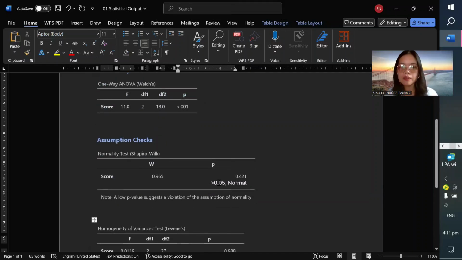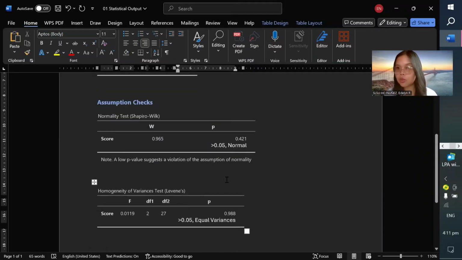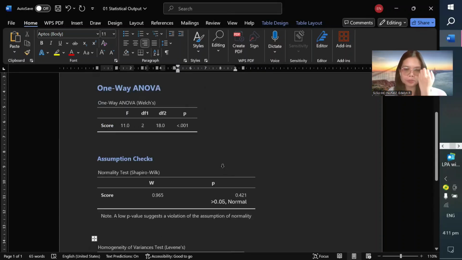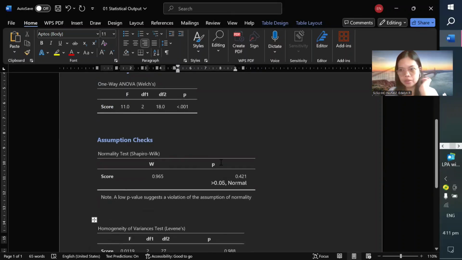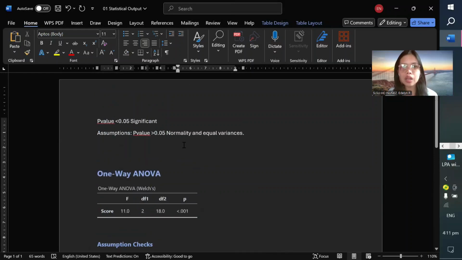Question: what if it is not normal? Then you will use the Kruskal-Wallis. Kruskal-Wallis is another test of significant difference. We use the median rather than the mean there. So we're done with the assumption check. We will go now to the test.